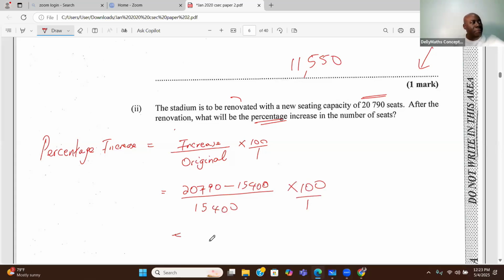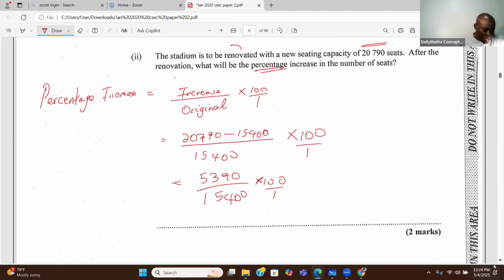So basically that's that. When you subtract it, you probably get about 5,300. Confirm with me. 5,390. You're going to put that back over the original. So when you subtract 20,790 minus 15,400, you get 5,390. And so you just calculate again. Take a calculator out and divide that by 15,400 times 100. You probably get about 35%, somewhere there about.